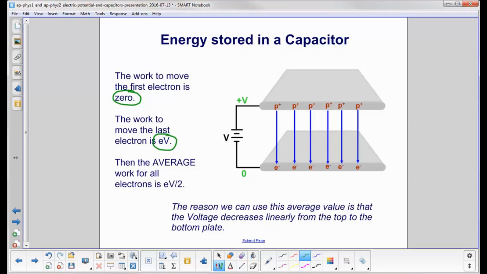Now the average work to move all the electrons is going to be EV over 2. And we can use that average value because the voltage decreases linearly from the top to the bottom plate. So we can just take an average of the two works and find out that our average work to move the electrons is EV over 2.